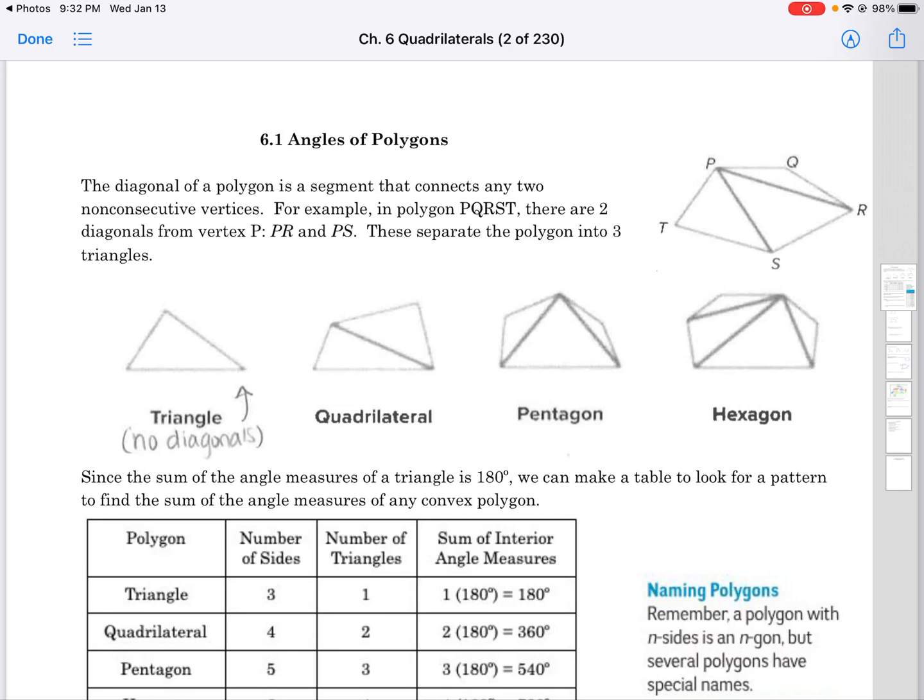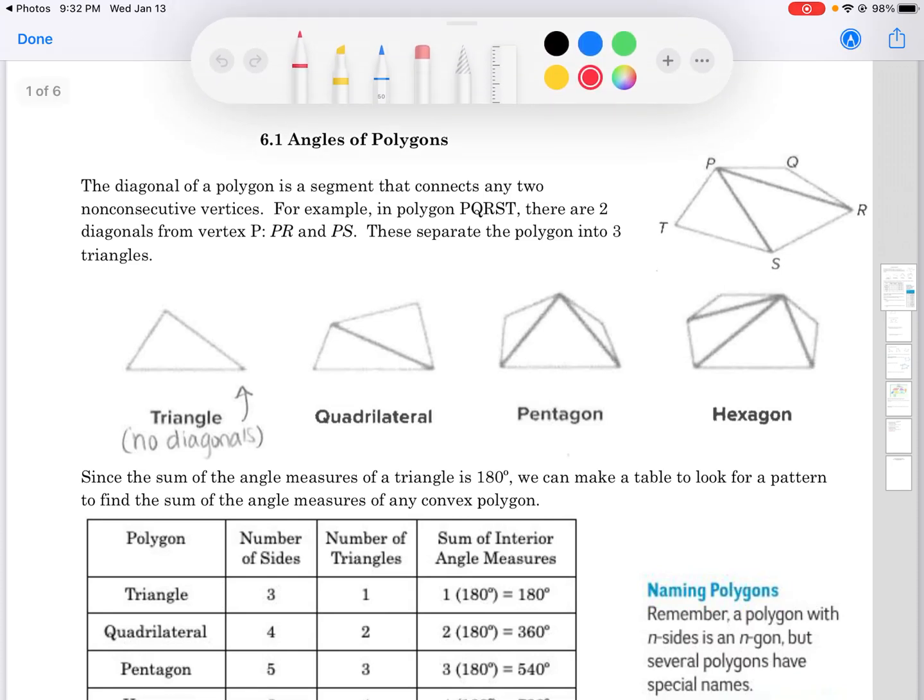So what this does is actually separate my polygon into 1, 2, 3 separate triangles. I have one over here, one over here, and one over here. By knowing how many triangles it separates it into, I can tell what the sum of all the inside angles are. For example, we know that a triangle is going to add to 180 degrees.